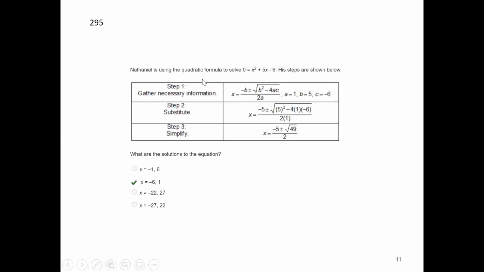All right, so first things first, we'll start off at 295. Go ahead and highlight the important information about Nathaniel. So take a look at that. So Nathaniel is using the quadratic equation to solve x squared plus 5x minus 6. His steps are below. What are the solutions to the equation?